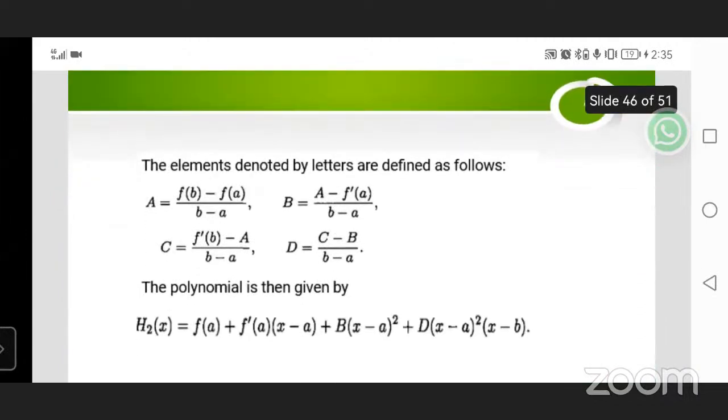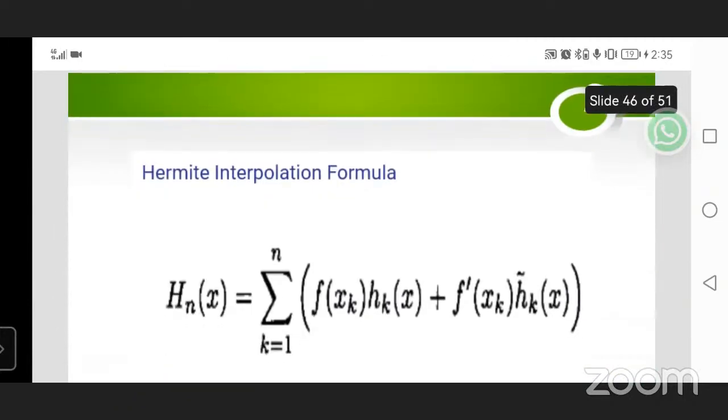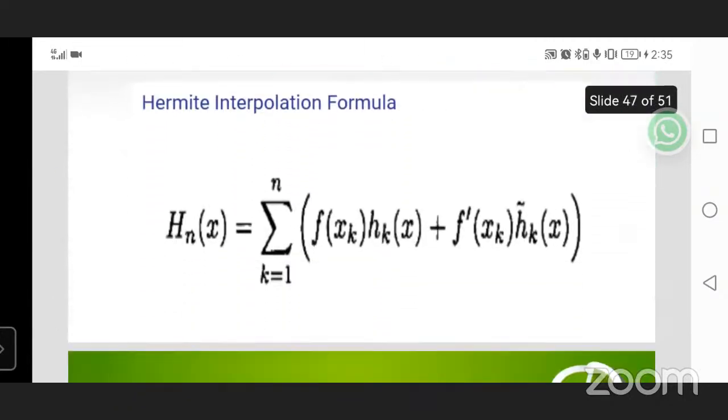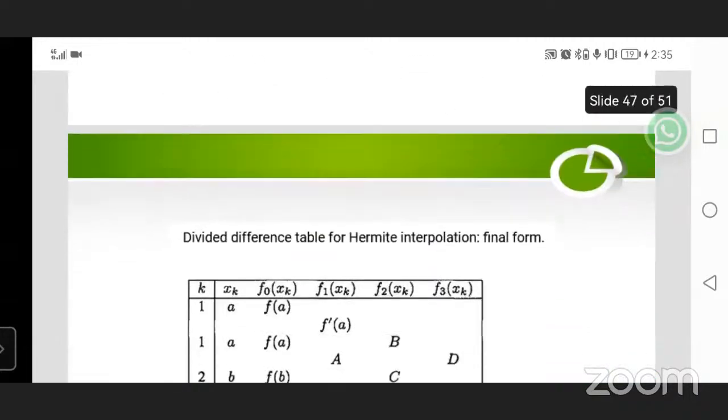So we'll then define some elements. The elements denoted by the letters are defined, but this figure, we'll go back to it later. I would just like to move ahead to the formula. This is the formula for the Hermite interpolation, which says that Hn of x equals the summation of f of xk, hk of x plus f prime of xk, hk bar of x.